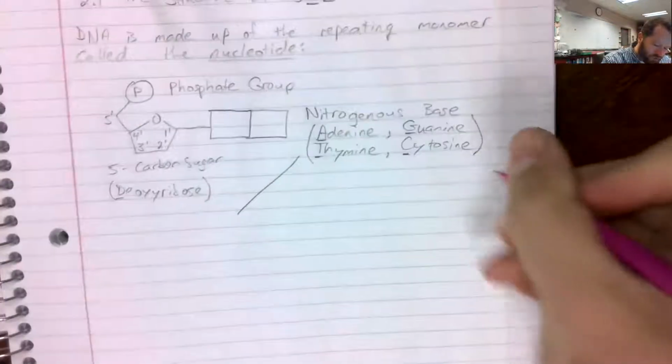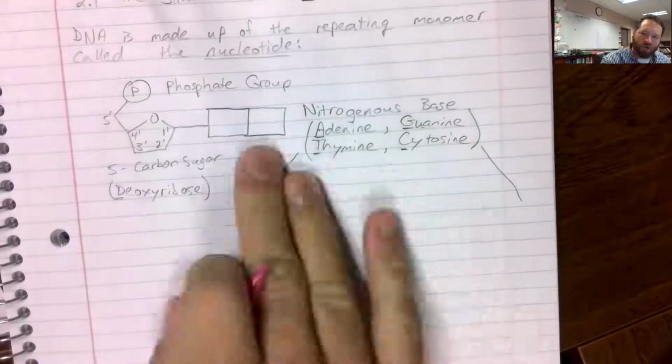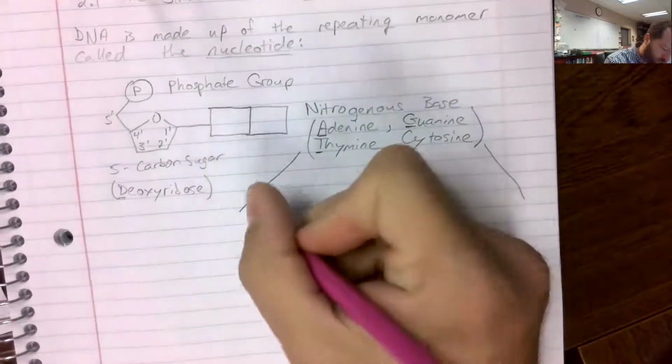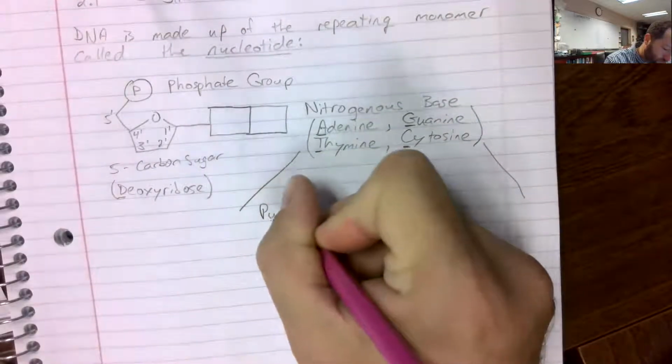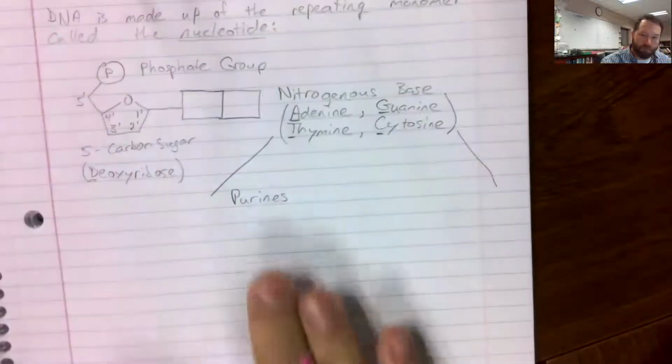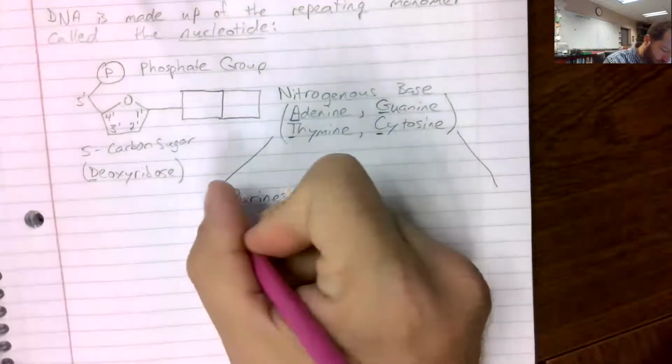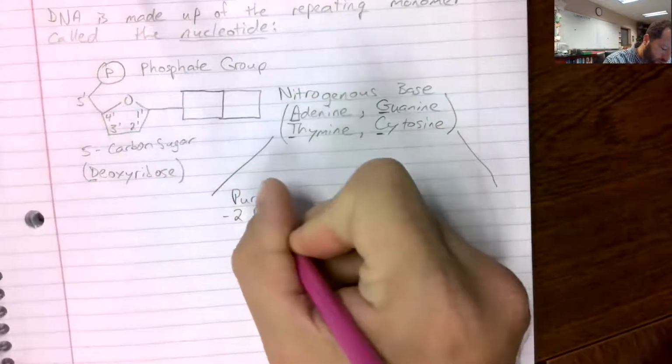I'm going to blow this up because we're going to talk just a little bit more about our nitrogenous bases. There are 2 types. The first type is called a purine. They have 2 ring structures.